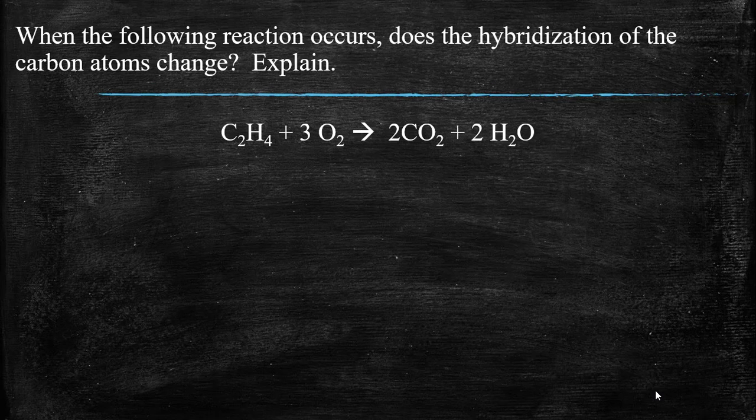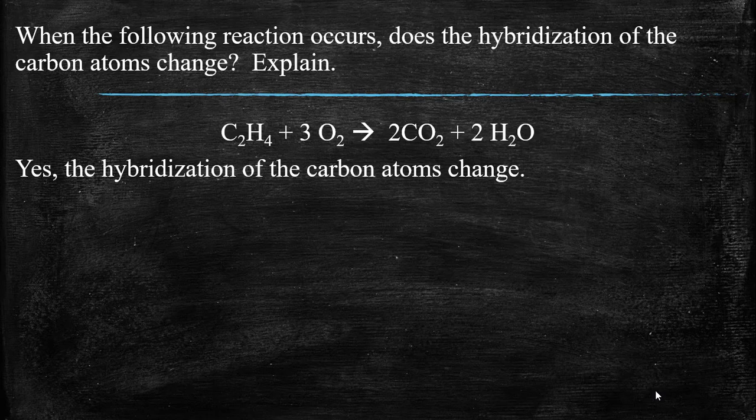When ethane is combusted in excess of oxygen and produces carbon dioxide and water, does the hybridization of the carbon atoms change? And then explain your answer. The correct answer is yes. The hybridization of the carbon atoms change.